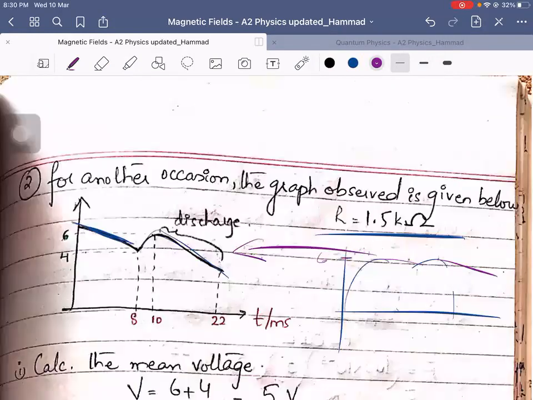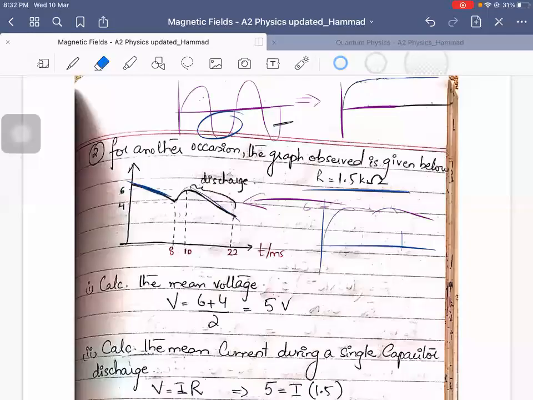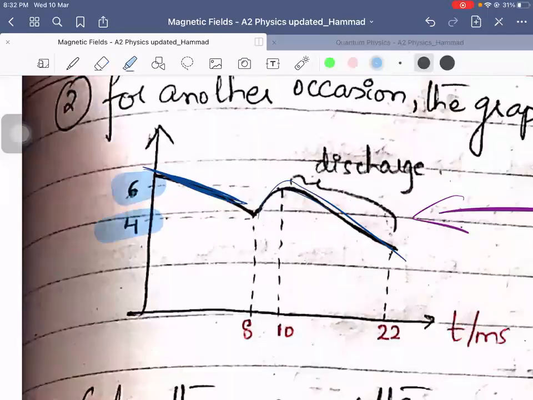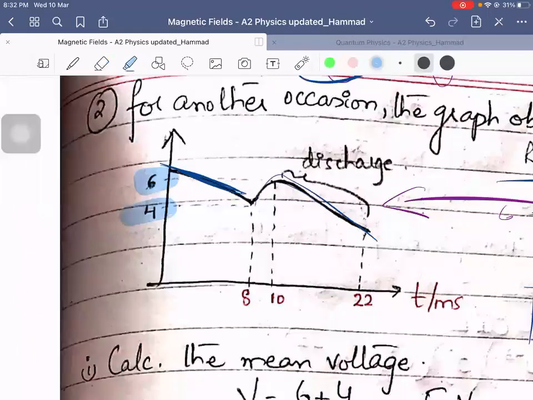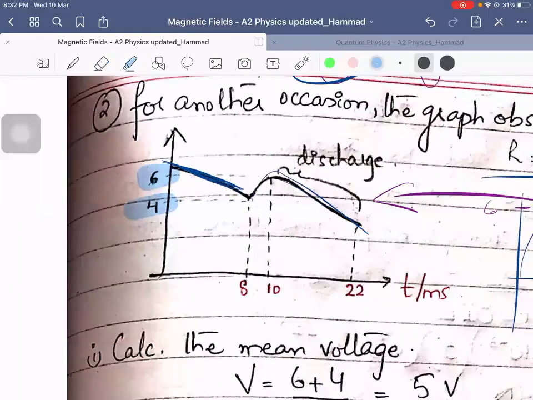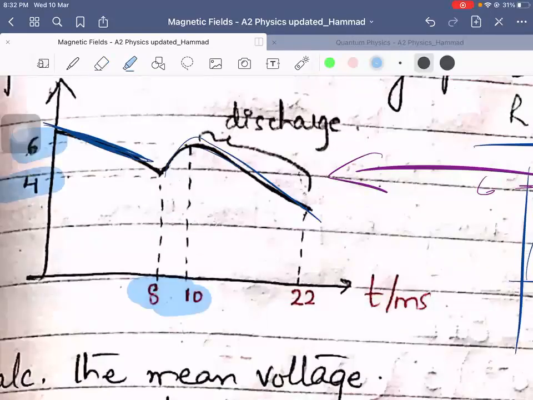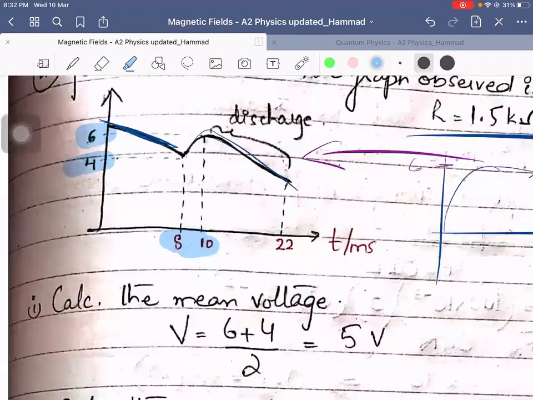V mean is simply the addition of the two divided by the time interval in between, the maximum and the minimum value divided by the time interval in between. So you get the mean voltage.